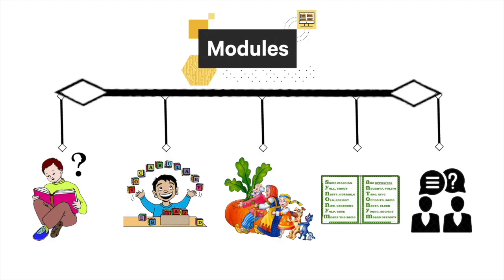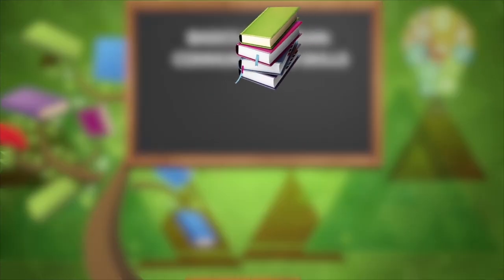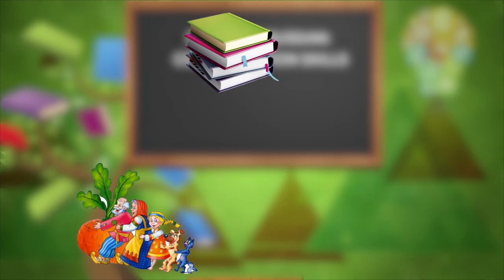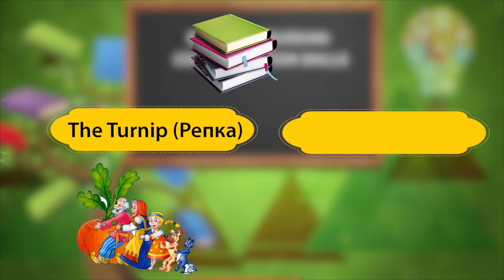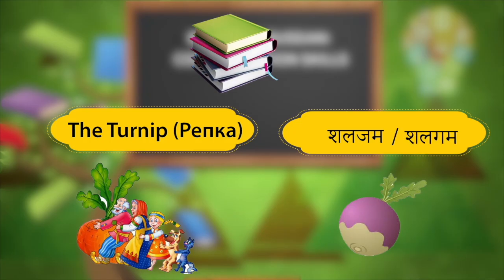Let's see what is the objective of the module. The objective of this module is to make you understand the basics of Russian language through the text as a teaching tool. We will be discussing a specific text in each module so that you gradually learn the basics of Russian easily in an interesting way. In this module, we will read and discuss the interesting Russian folk story titled The Turnip, Repka. In Hindi, it means shaljam or shalgam.